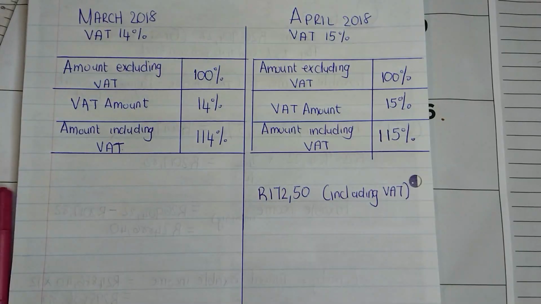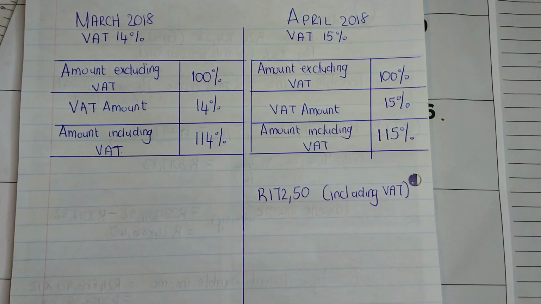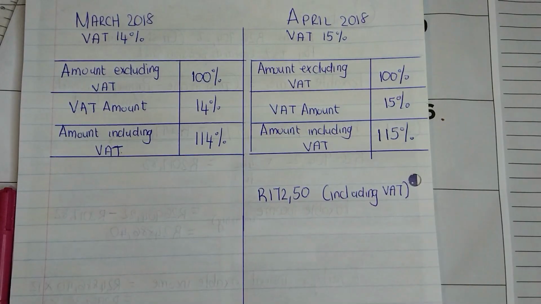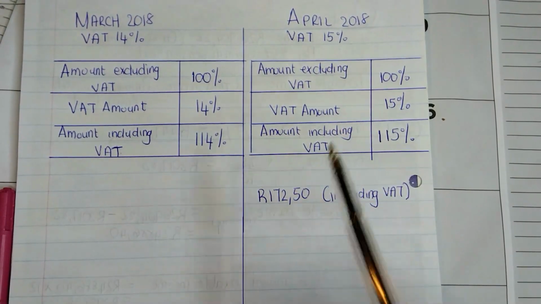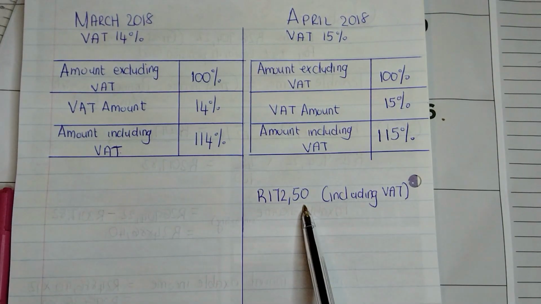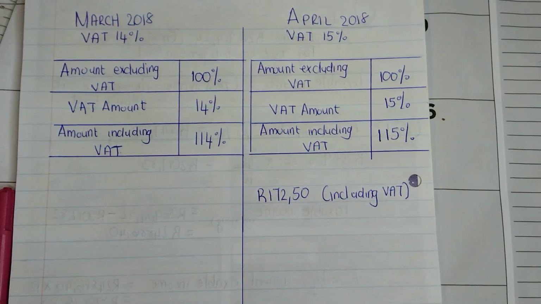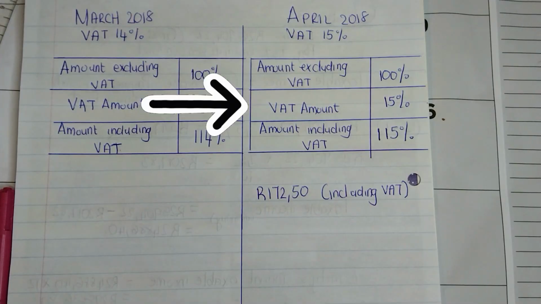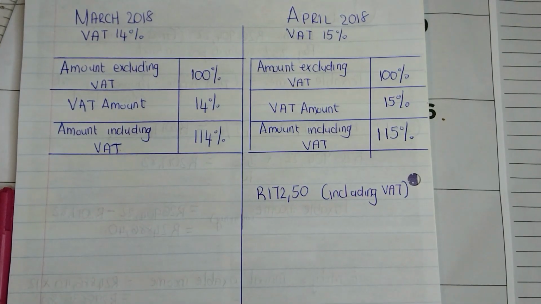So in this case, we want the amount excluding VAT, okay? So we want the amount that does not include the VAT. That means that we need to get what the VAT amount is. And once we get what the VAT amount is, we can subtract it from this value to get the amount excluding the VAT, okay? So what do we want? We want the VAT amount. What do we have? We've got the amount including VAT.